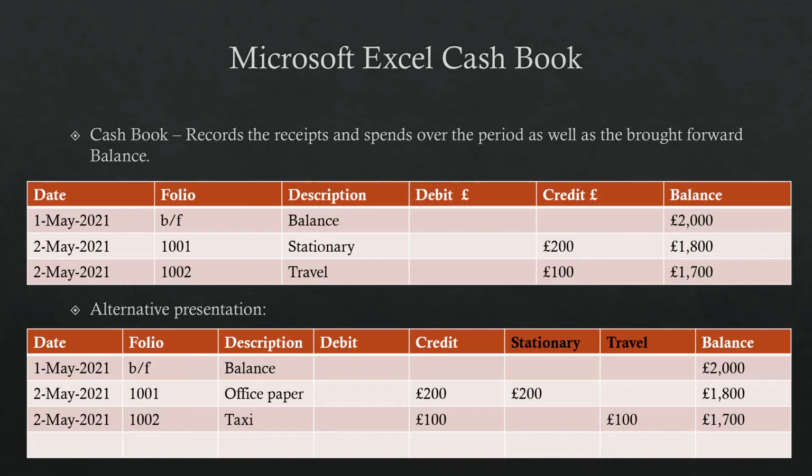That gives us a closing balance of 1,700. We can have an alternative method of doing this, where instead of just describing it, we have major categories. The two major categories here, just for example purposes, are stationery and travel. So we can have a little bit more description of what we spent on in terms of office paper. The 200 is a credit, as well as being in the stationery category. And then the taxi, which is travel, 100, is in the travel category. And then we still have the closing balance of 1,700. So these are two different methods of presenting the information.